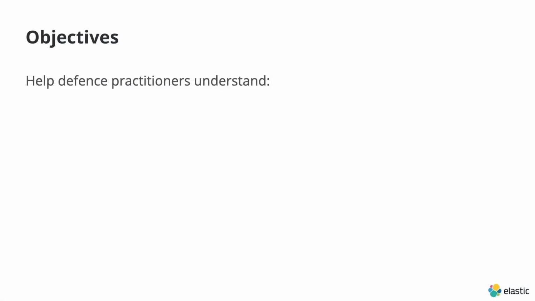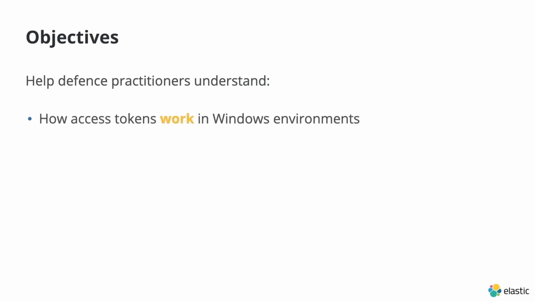My objectives for today are threefold. Firstly, I want to help defense practitioners understand how access tokens work in Windows environments. And access tokens are intimately related to a number of other key concepts in Windows security. And in my opinion, if you ignore those relationships, then you only get a surface level understanding. So my definition of access tokens and access token manipulation is perhaps far broader than you might be expecting or perhaps used to.